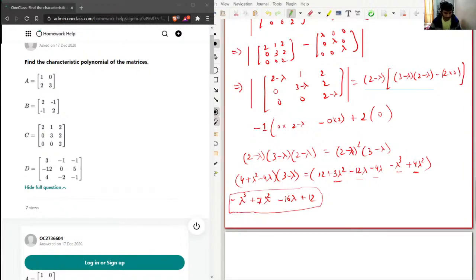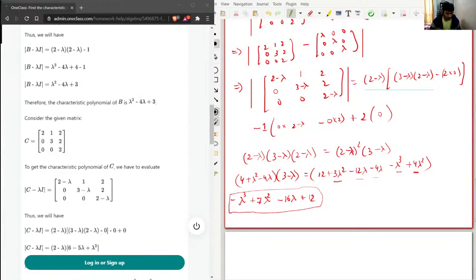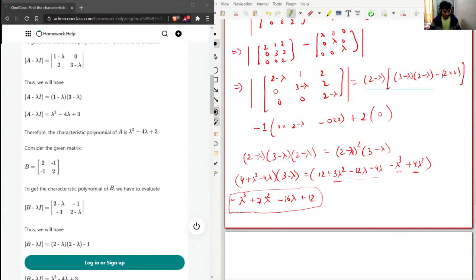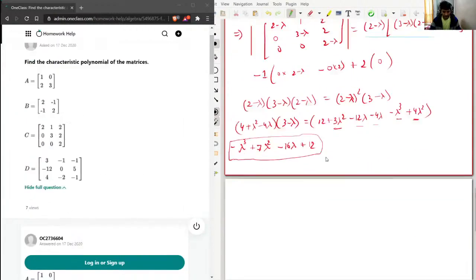So let us look at the solution given for the C matrix. Negative lambda cube plus 7 lambda square minus 16 lambda plus 12. Yeah. So the solution for the C matrix is also correct.